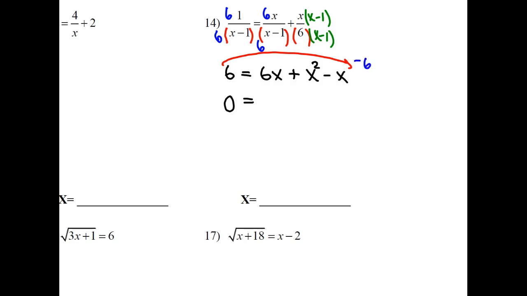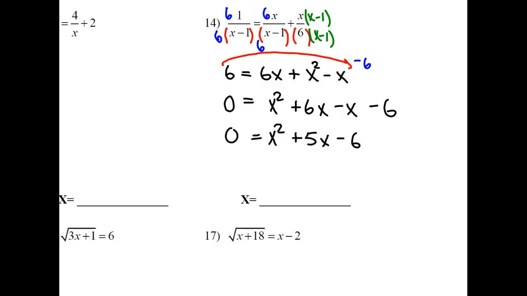Okay, so now let's clean this up. I have x squared plus 6x minus x minus 6. Do you see any redundancies in there? Anything I can combine together? Yeah, the 6x and the minus x. So that's the same as x squared plus 5x minus 6 equal to 0. You know how I'm going to solve this? Factoring. I'm going to solve it by factoring, okay?